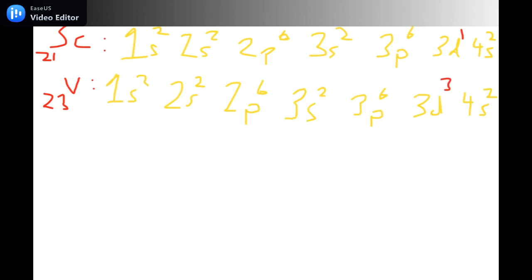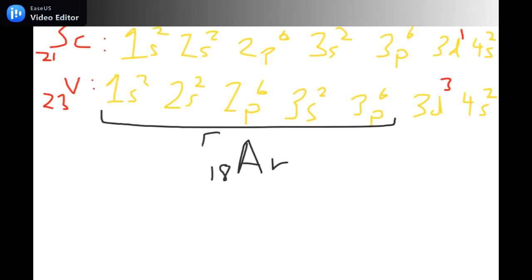Now over here, again, we can also use shorthand configuration. So for example, from 1s till 3p, there are 18 electrons. So we can replace this by argon, 18, and then write 3d3 and 4s2.